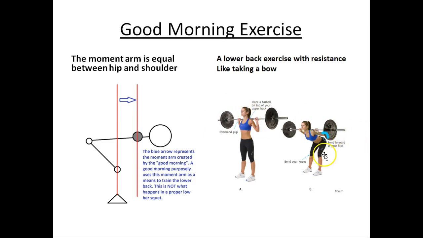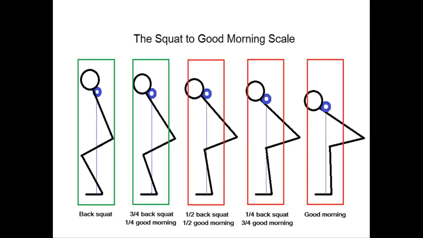So a good morning exercise is basically a deadlift, although this time the load is behind your back. It's still working the glutes and the hamstrings, but the load is behind the back, and there'll be equal moment arm between the hip and the back as well. This exercise is basically like taking a bow, and that's a good morning.